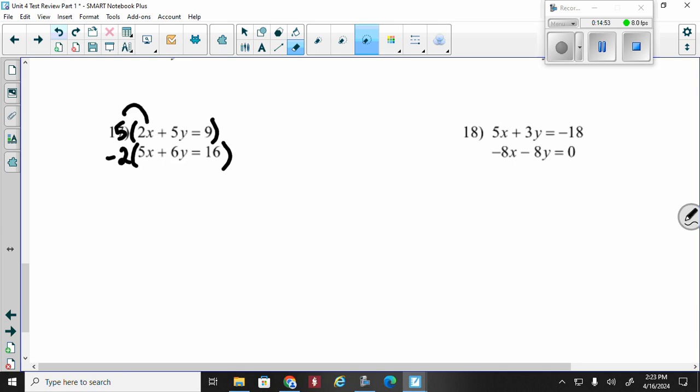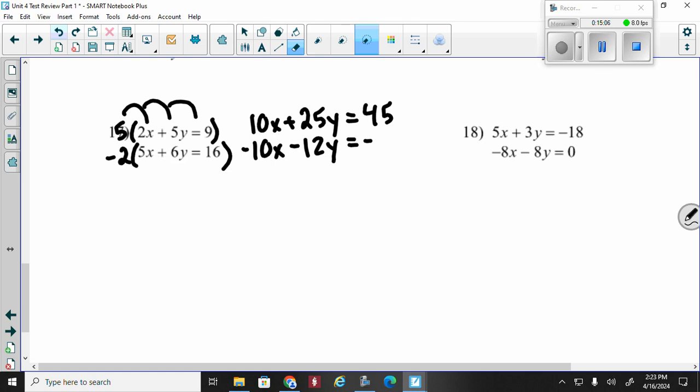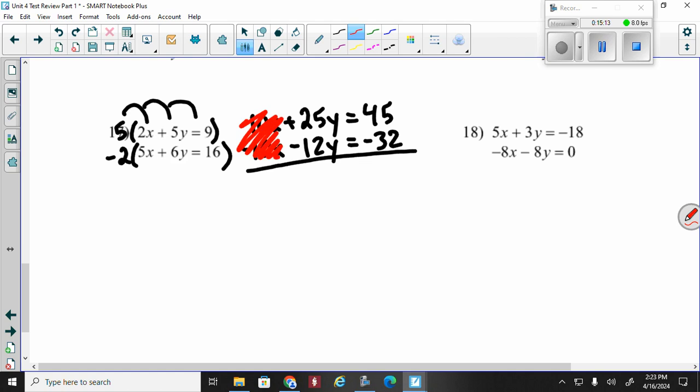So again, I'm going to take my 5, distribute to all that. I get 10x plus 25y is equal to 45. And that will become negative 10x minus 12y is equal to negative 32. All right, when I add, my x's cancel out as planned. So 13y is equal to 13, y is equal to 1. Okay, y is equal to 1. Let me just write it over here again, just out of the way.